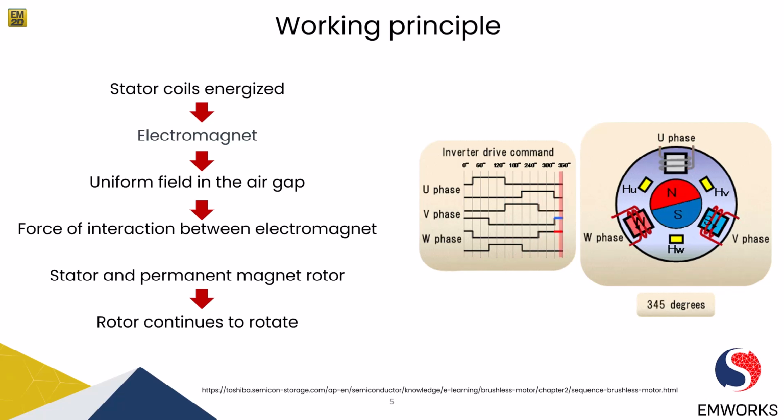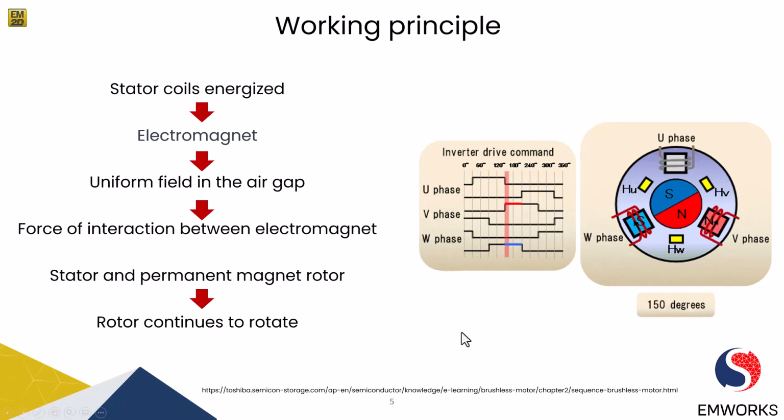In the BLDC motor, the current carrying conductor is stationary and the permanent magnet is moving. So when the stator coils get a supply from the source, they become nothing but an electromagnet and start producing a uniform field in the air gap. Though the source is DC, supply switching generates an AC voltage waveform with a trapezoidal shape. Due to the force of interaction between the electromagnet stator and permanent magnet rotor, the rotor continues to rotate.